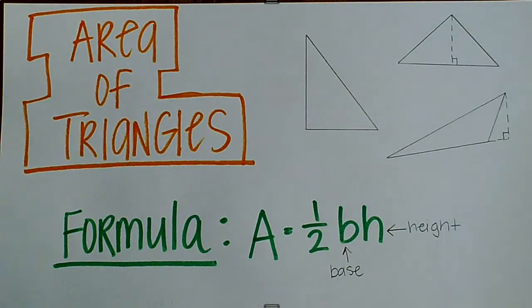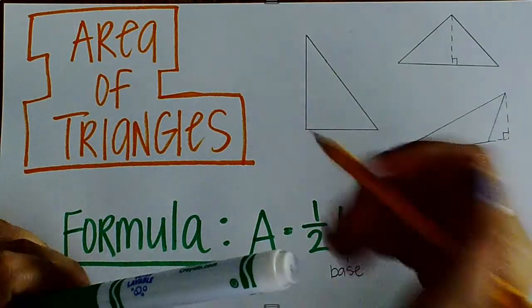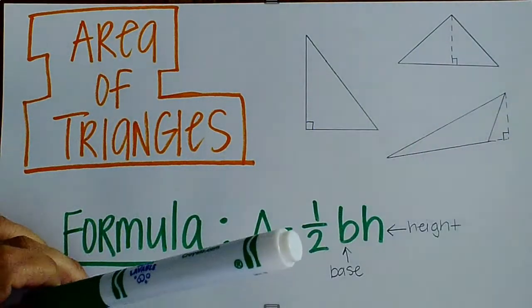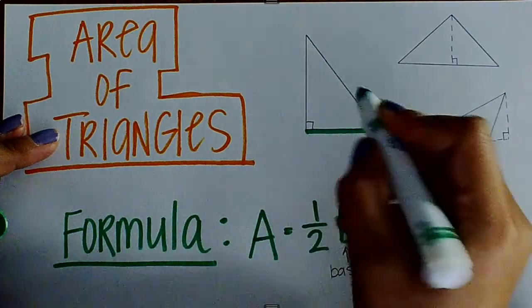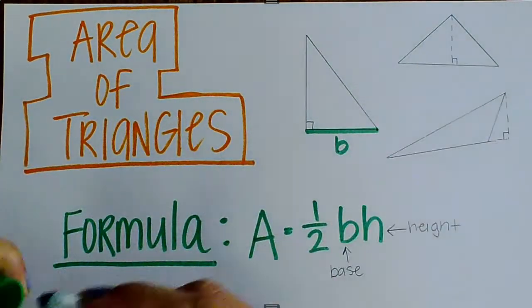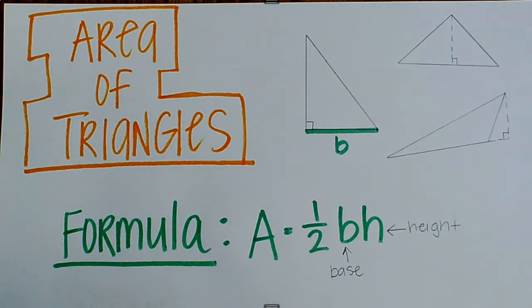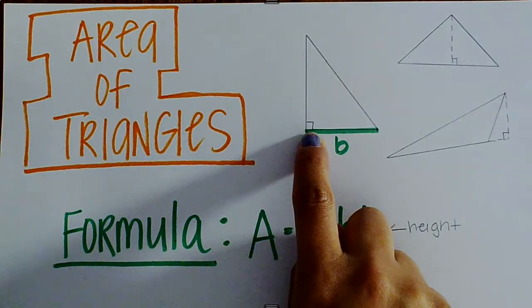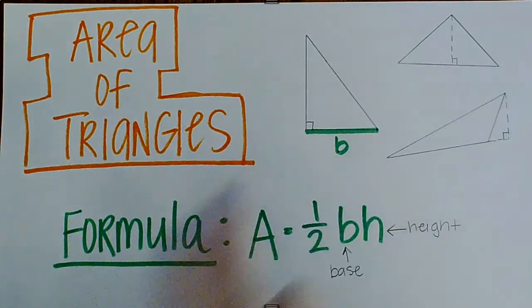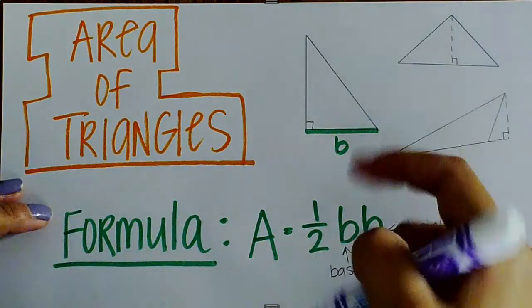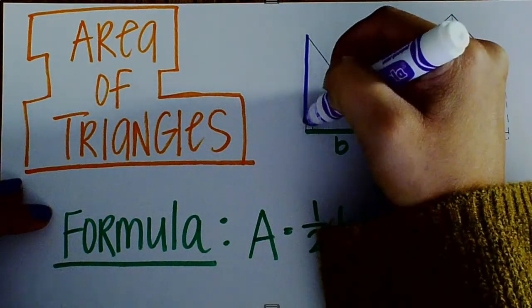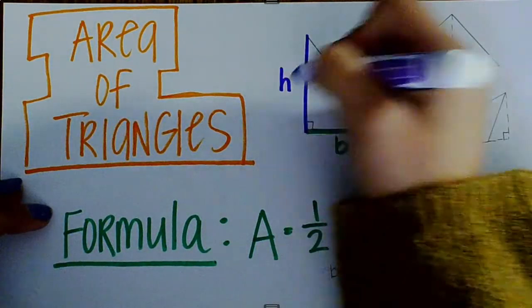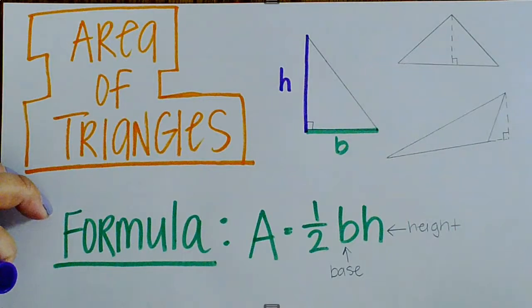So I'm going to label base and height for each one. This first one right here is a right triangle. Okay, so here we have the base. And the height line in a triangle has to be perpendicular, or it has to make a right angle with the base. So therefore, it can't be this one. It has to be this one, this vertical one, this perpendicular one that makes that 90-degree angle.